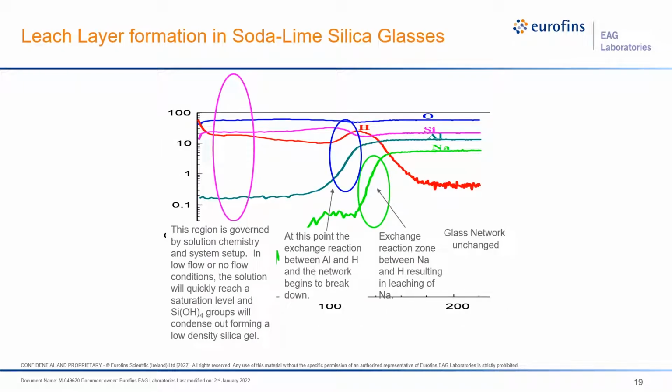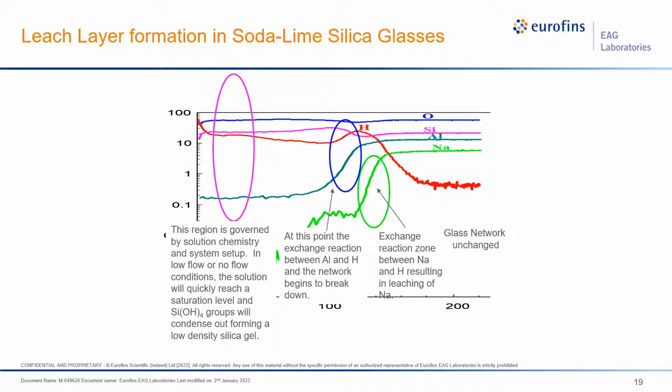Let's zoom into that area and see what is happening. In this region, which is governed by solvent solution chemistry, the low flow or the no flow condition quickly gets to a saturation, and no exchange is happening. And once that is reached, you end up with silicon hydroxide groups, and it looks like a low density silica gel, which is not really desirable.